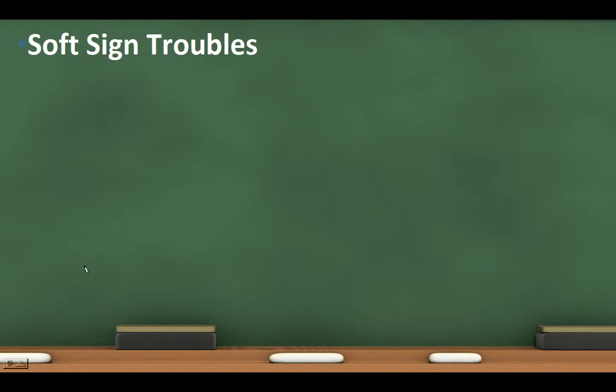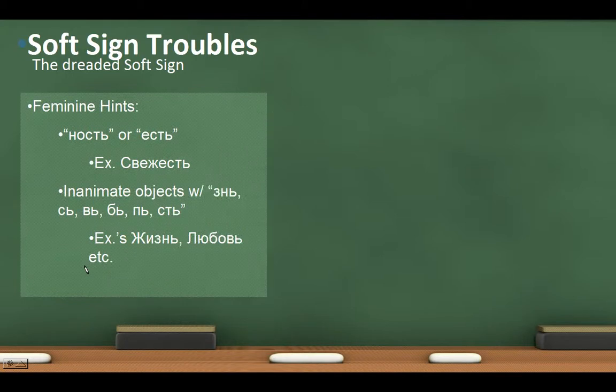Okay, so I just told you that both masculine and feminine nouns sometimes end with soft signs. So it's sometimes very difficult to know whether a noun is masculine or feminine. We already went over a little bit that if it ends in ш, ч, or ж with a soft sign, then it's always going to be feminine. And that's good to know. But here are some other ways to tell.